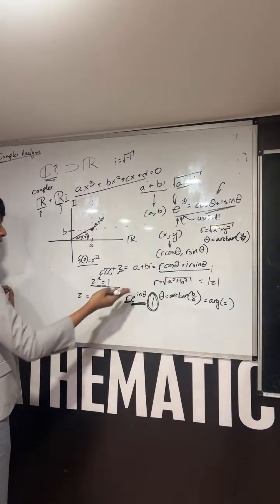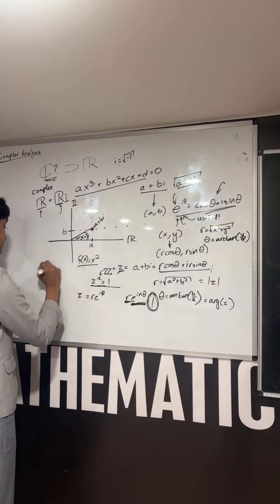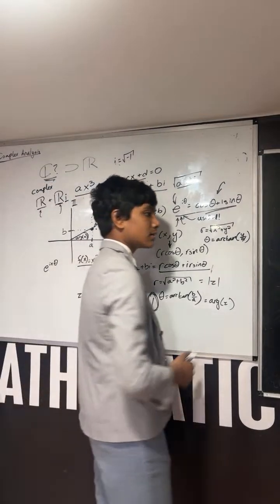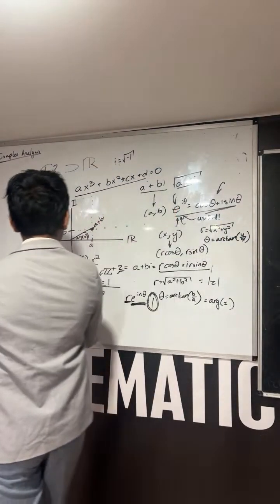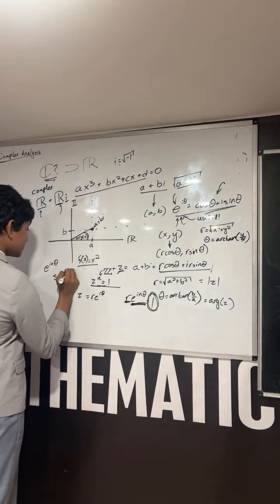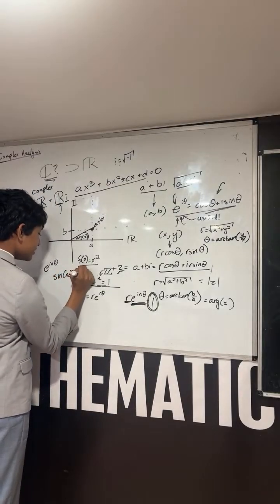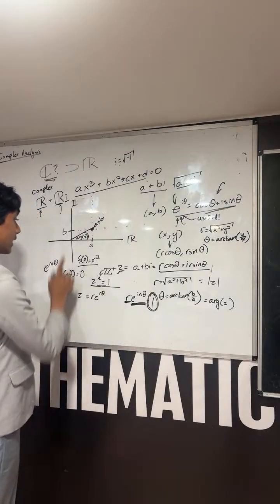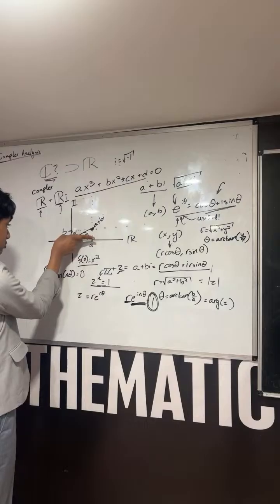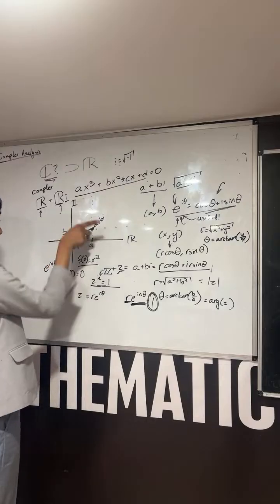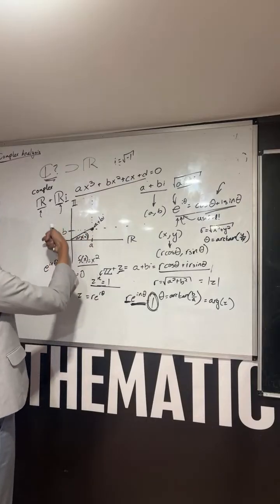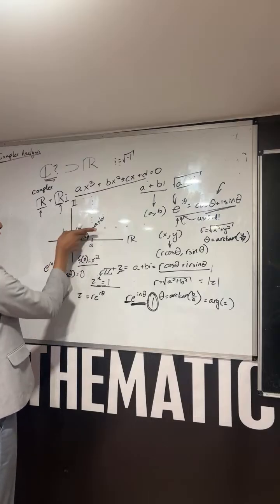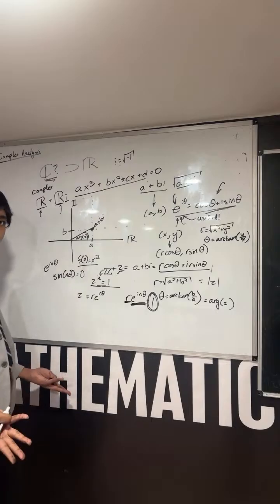So, when does e to the i n theta have no imaginary component? Well, when sine of n theta is equal to 0. And when does that happen? Well, it happens at 0, pi, 2 pi, 3 pi, 4 pi, 5 pi, 6 pi, 7 pi, and so on.